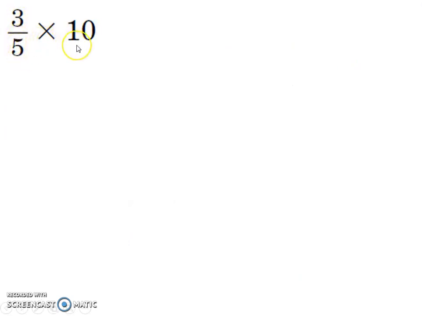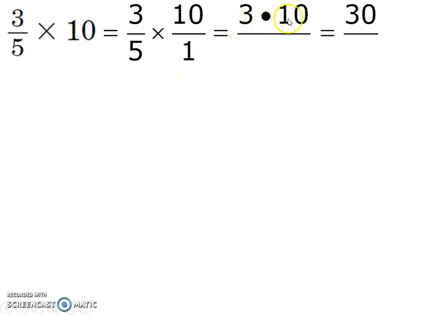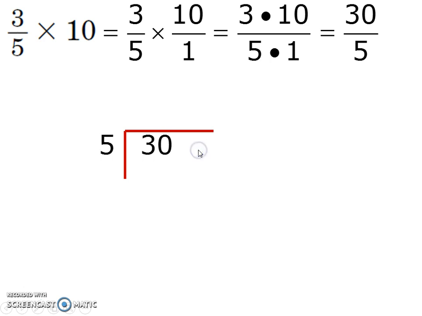3/5 times 10. First, you have to rewrite your whole number as a fraction by placing 1 under the 10. So that becomes 3/5 times 10 over 1. Multiply the numerators. 3 times 10 equals 30. Multiply the denominators. 5 times 1 equals 5. Since the numerator is bigger than the denominator, it is an improper fraction. When this happens, divide it out. Top number goes in, bottom number goes out.